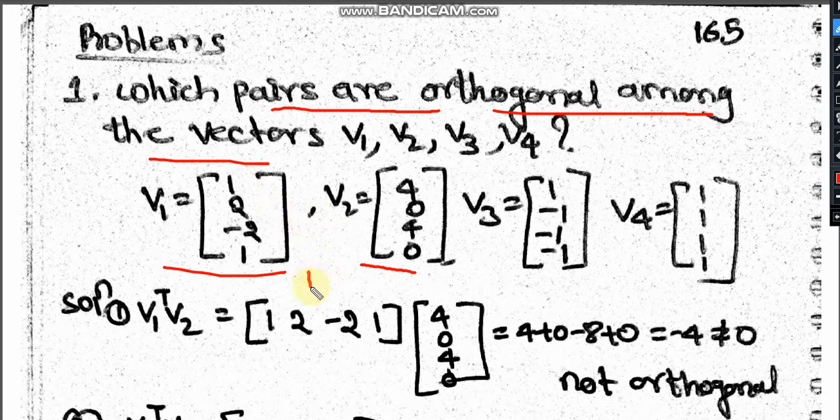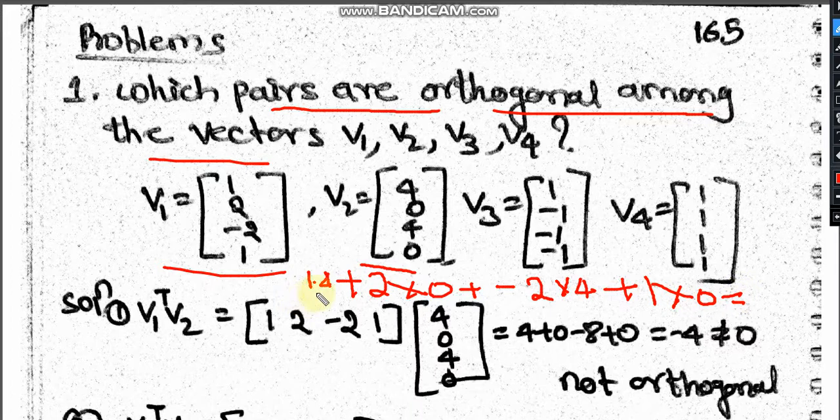What will be the dot product? I am talking about v1 and v2: 1 into 4 plus 2 into 0 plus minus 2 into minus 2 into 4 and plus 1 into 0. So this leads to what? Here 4 and here 0, and here it is minus 8. So we get minus 4, because minus 8 plus 4. So these are not orthogonal.